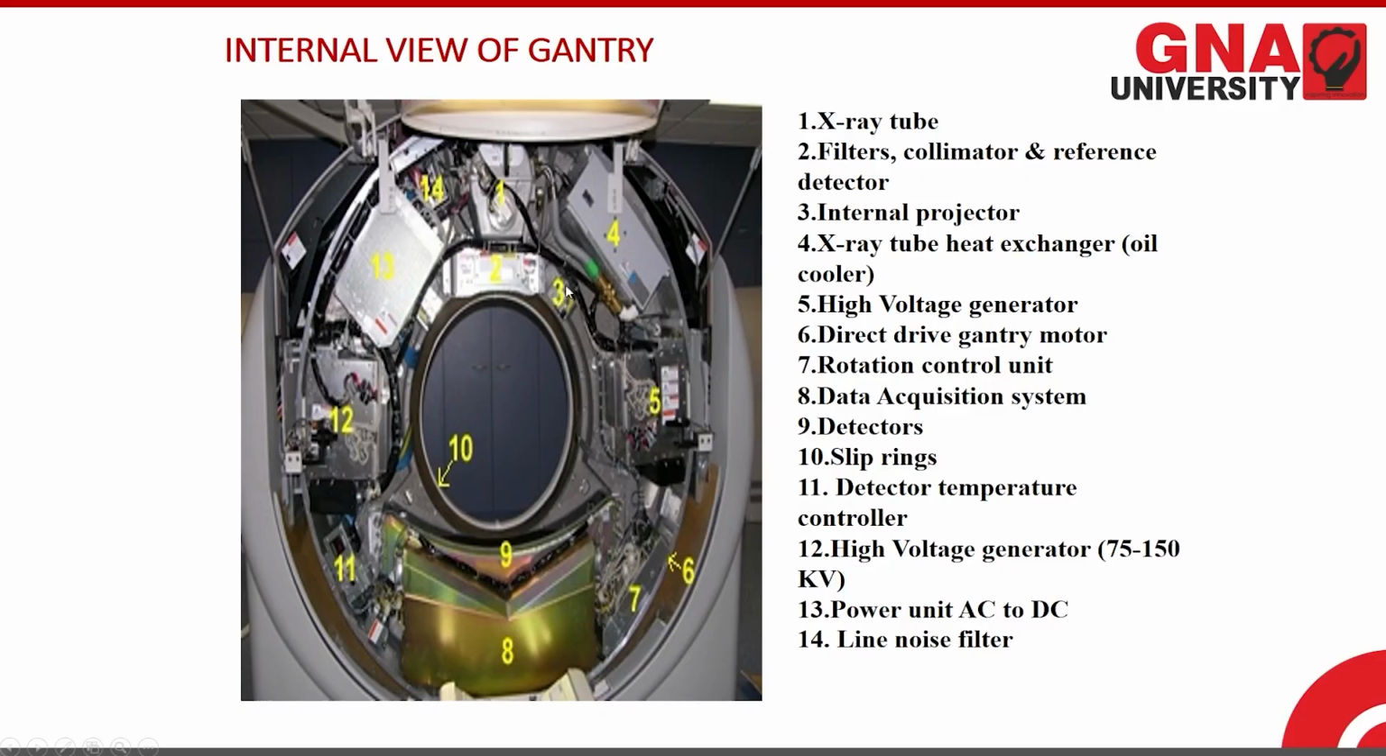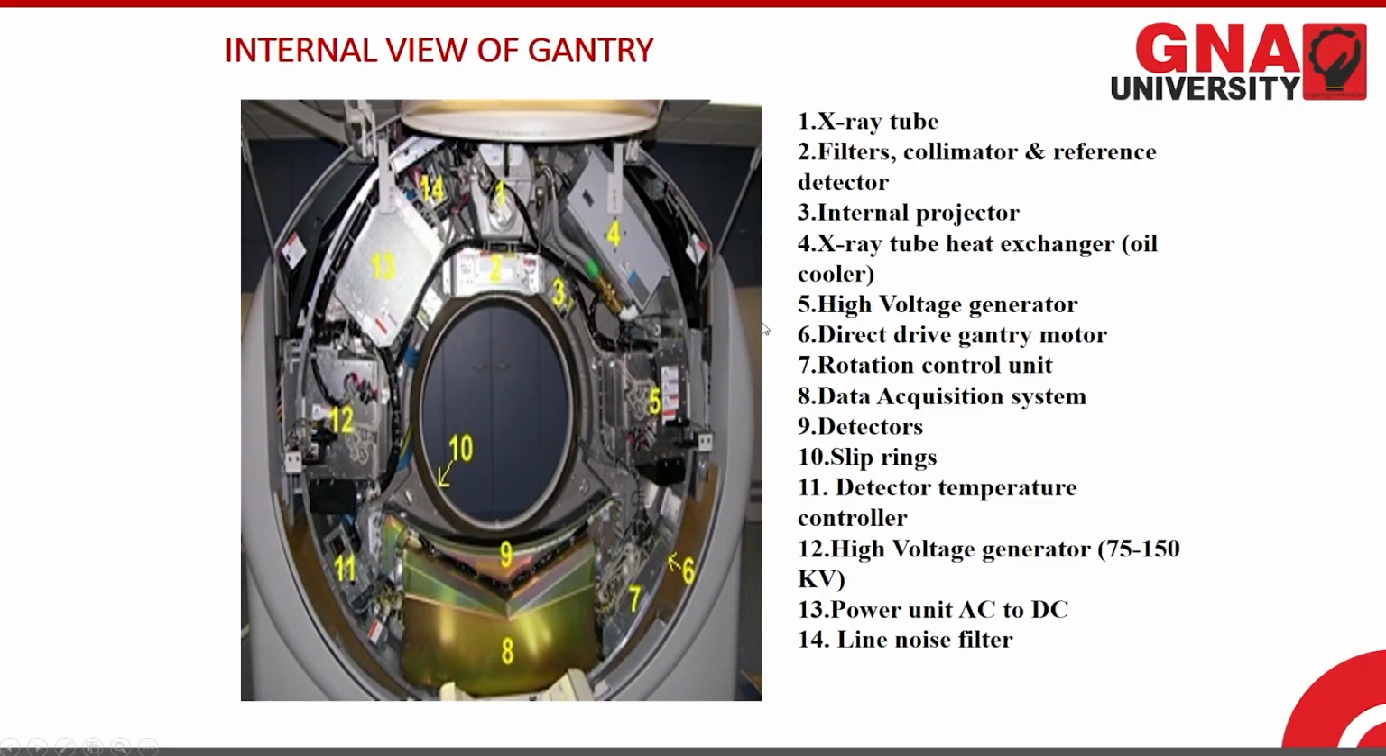Now, if we work with the X-ray tube on a higher exposure, there is a lot of heat being generated. So, we need a cooling device apart from the normal cooling that we use for X-ray tubes. For that purpose, here is number 4, known as the X-ray tube heat exchange oil cooler. Then on number 5, you are able to see the high voltage generator that is also present inside the CT gantry.